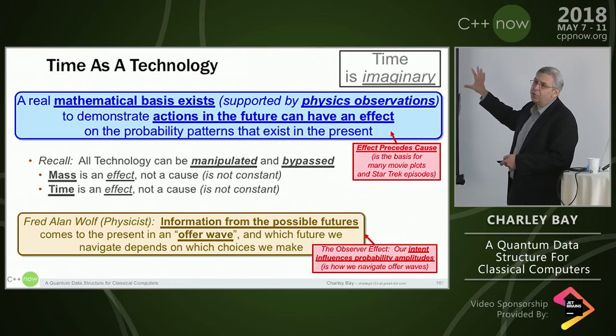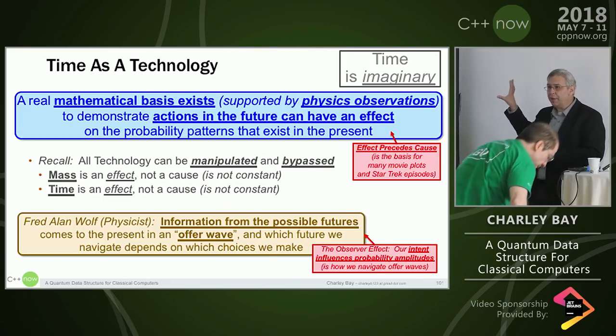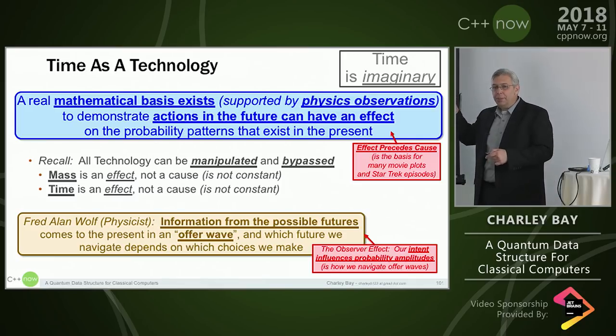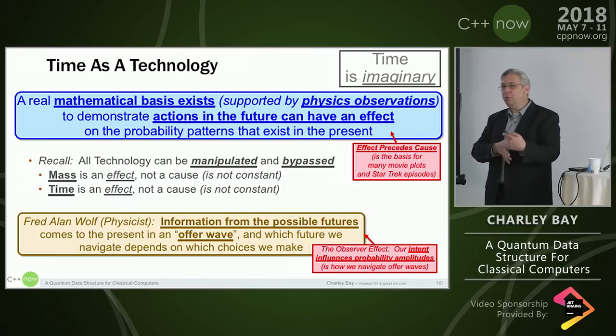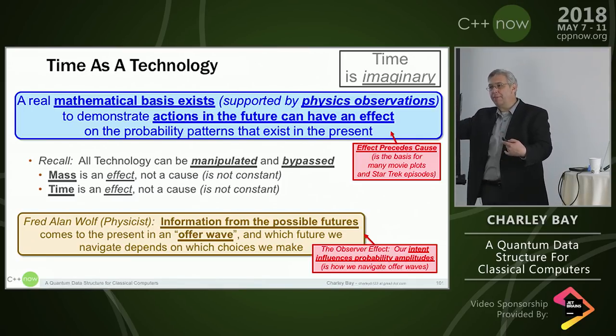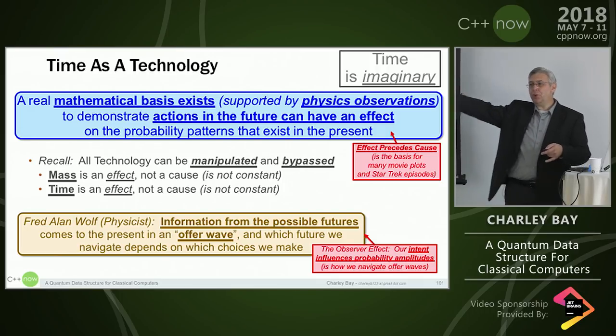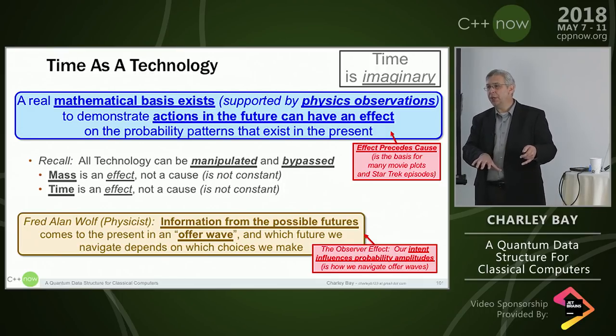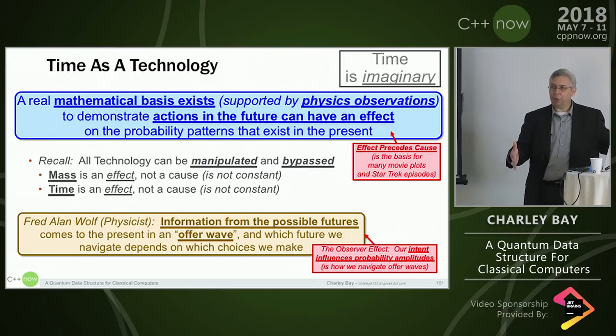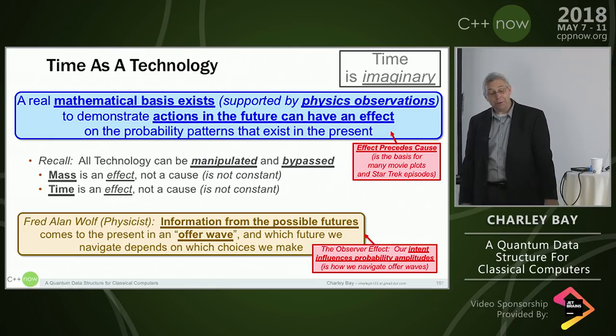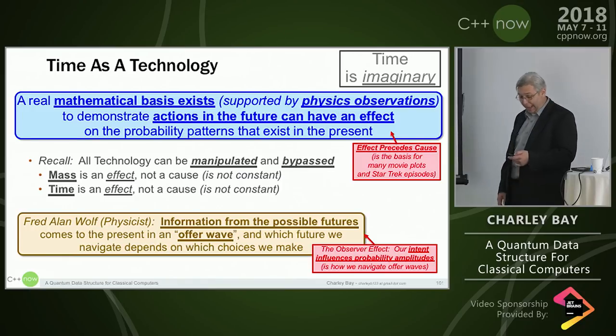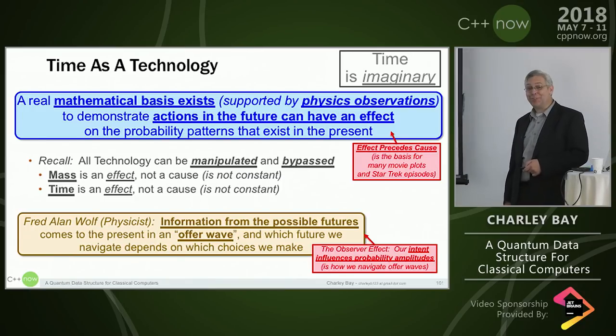There's a lot of confusion in this world. There's not agreement. I have to say that, of course. But the future sends an offer wave, and you select through the observer effect your navigation of the offer wave. So the future is collaborating with the present to build a future. Well, the present is collaborating with the past to build a future. You want to believe that's not true? Just watch Doctor Who. It works just like that. And it's funny, except that's not a joke.